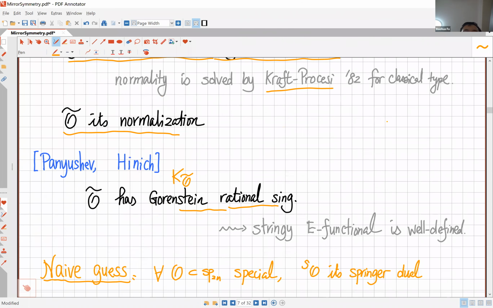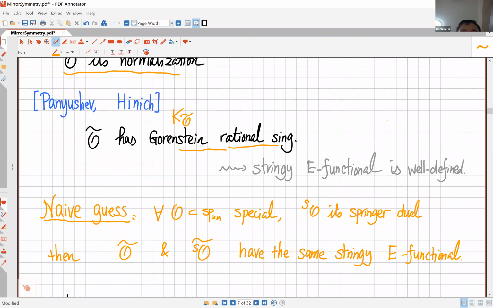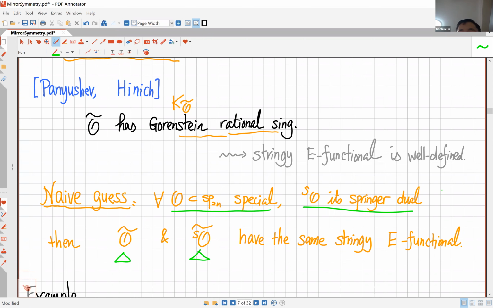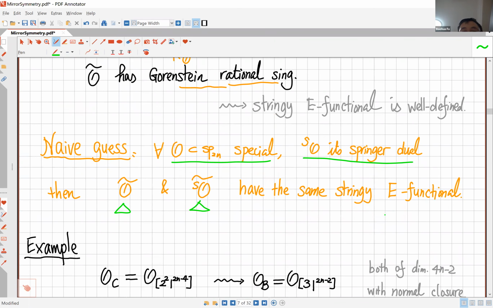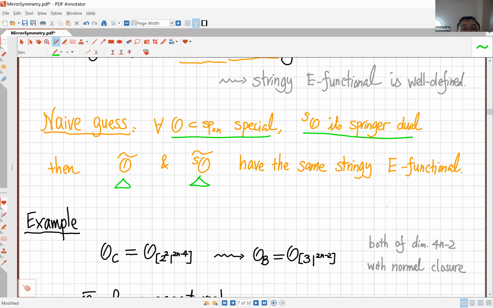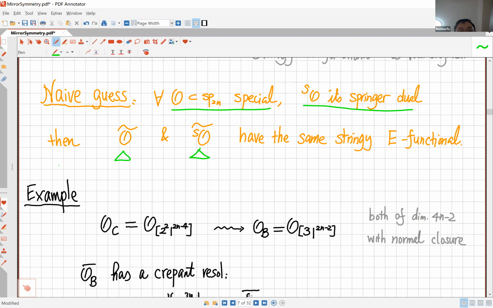And so what you can guess is a natural guess. Also, it's a naive guess. If you take any special orbit, and then you have its Langlands, Springer dual, what you want to expect is that this one and this one are a mirror pair. In particular, they have the same stringy E-functionals. So this is really a naive guess. And then it turns out the situation is not so simple. Let me give you one example.